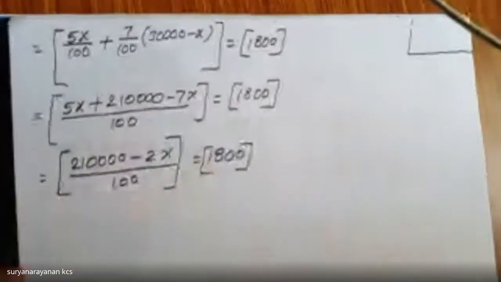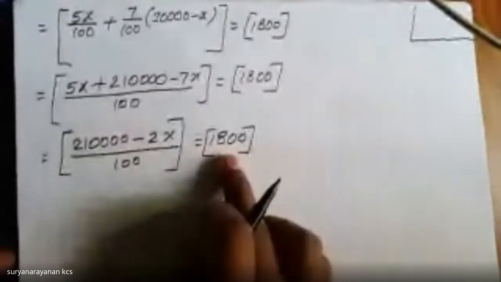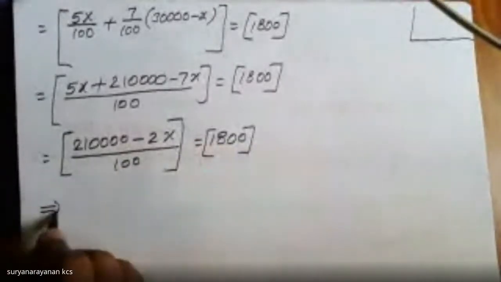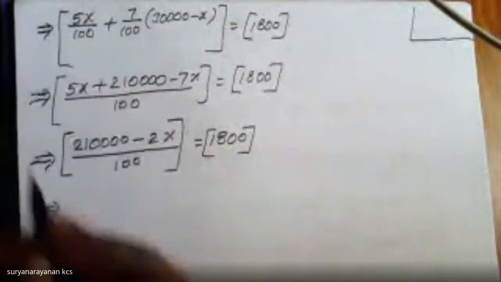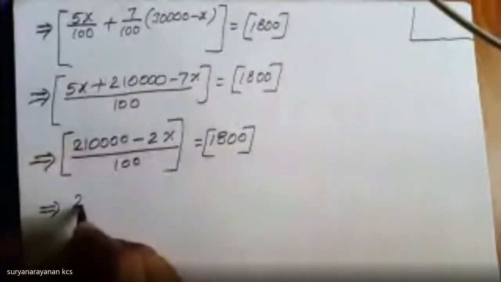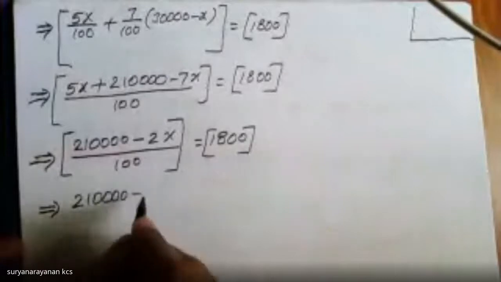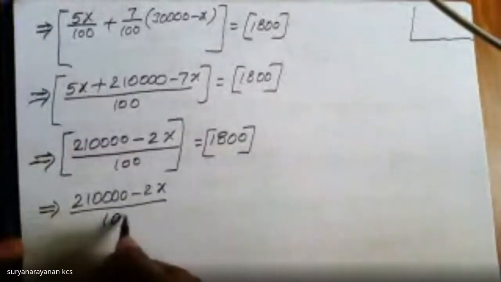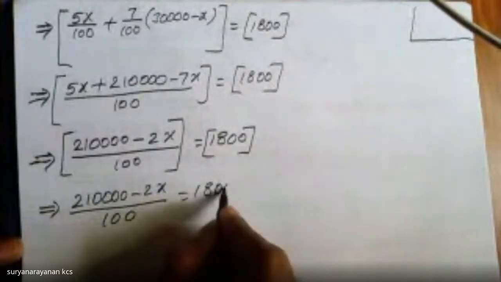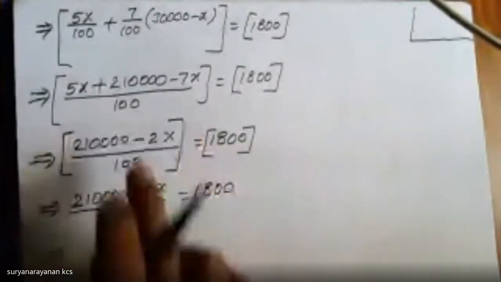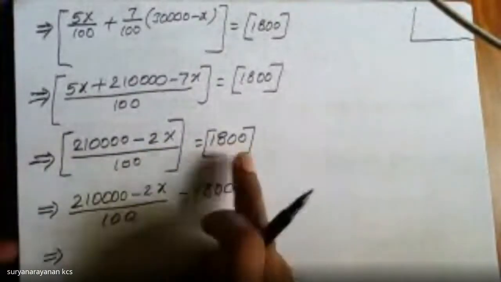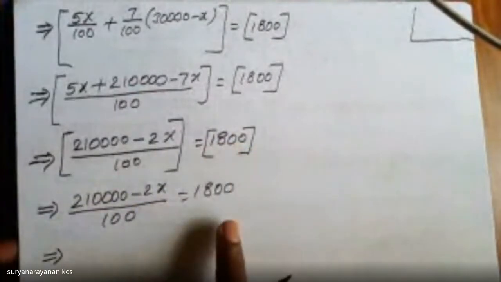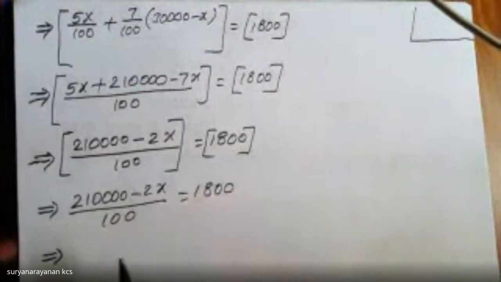Here there is a single element, this is also a single element. We can equate them by equality of two matrices. So this implies 2 lakhs 10,000 minus 2x by 100 is equal to 1800. Again, we are converting this information, which is a matrix equation, into an algebraic equation. Now we have to solve this equation.